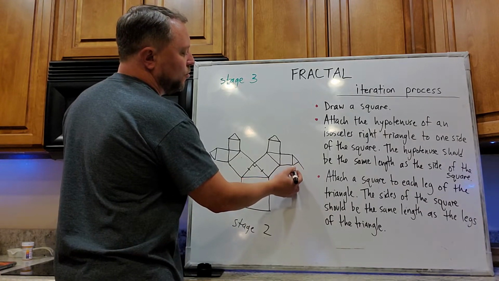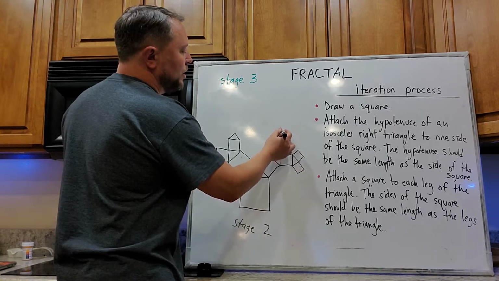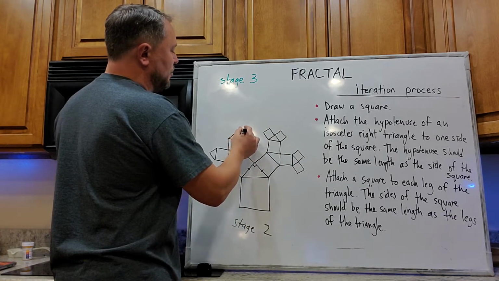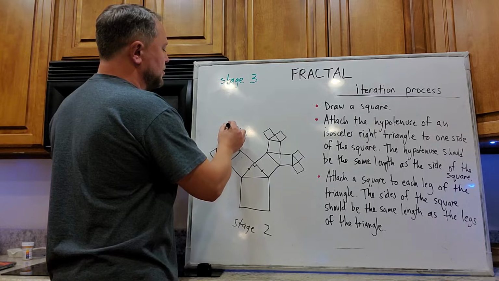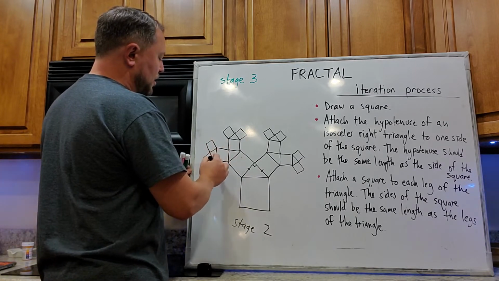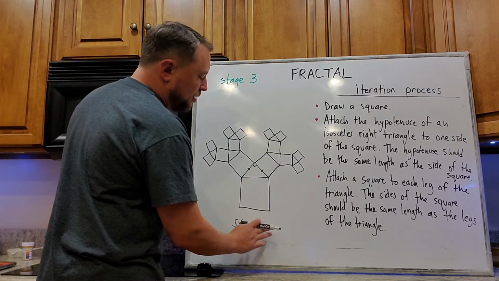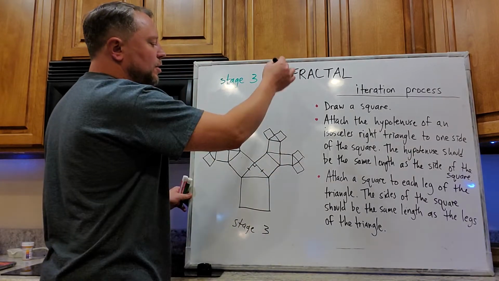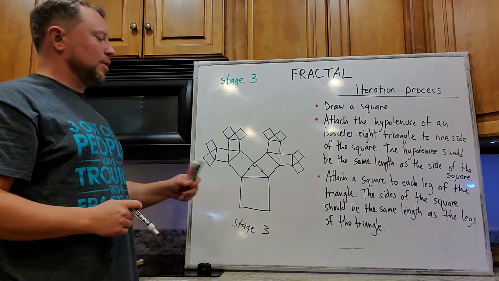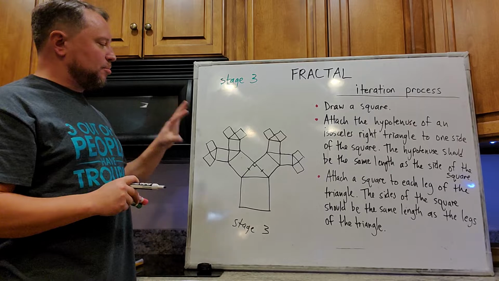So I'd have 1, 2, 3, 4, 5, 6, 7, and 8 squares to attach there. And this finally, since I've gone through the steps not 1, not 2, but 3 times, means I have now completed stage 3. Okay? So when they specify they want stage 3, you should stop right there.